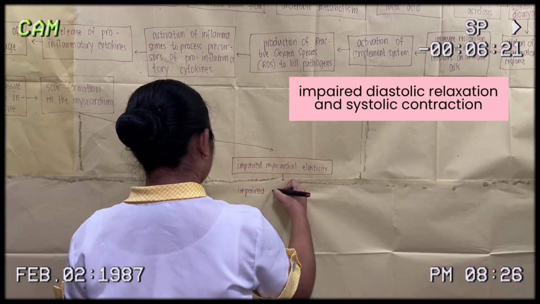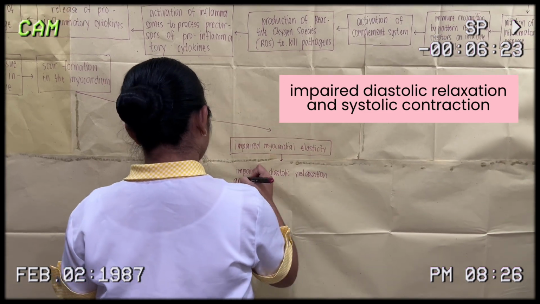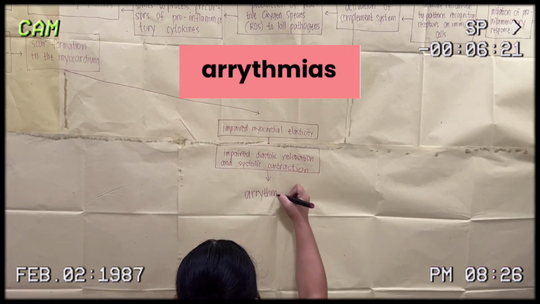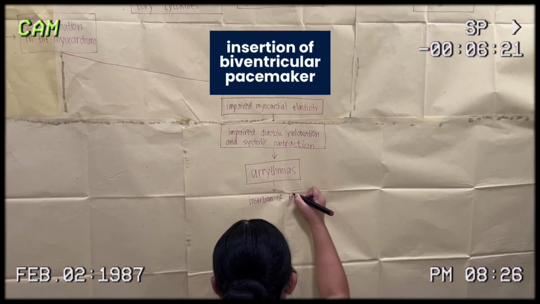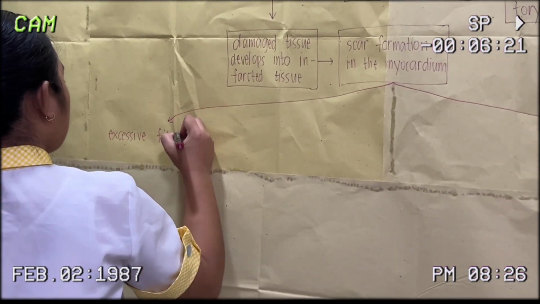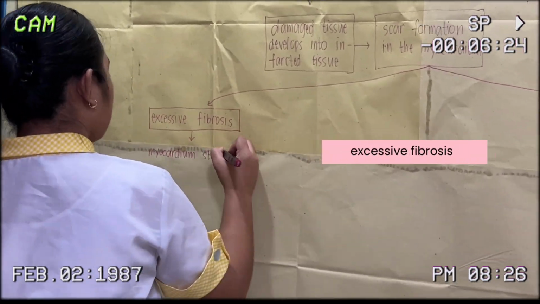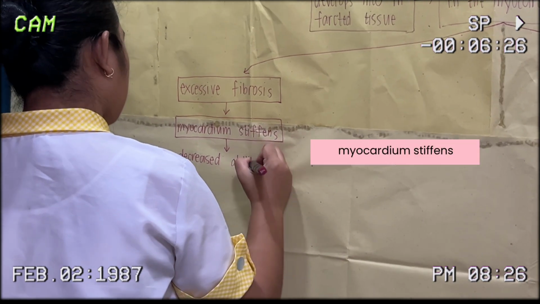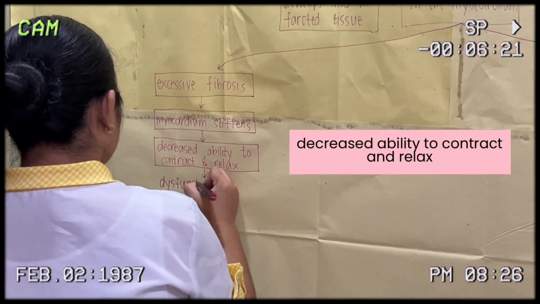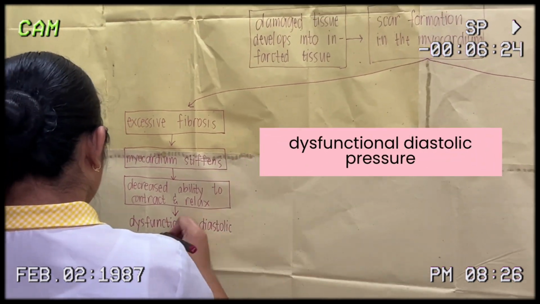This leads to impaired diastolic relaxation and systolic contraction, which can disrupt the heart's electrical conduction system and predispose the patient to arrhythmias, potentially requiring the insertion of a biventricular pacemaker to restore synchronized cardiac function. Additionally, scar tissue promotes excessive fibrosis, causing the myocardium to stiffen. This stiffness decreases the heart's ability to contract and relax efficiently, leading to dysfunctional diastolic pressure.